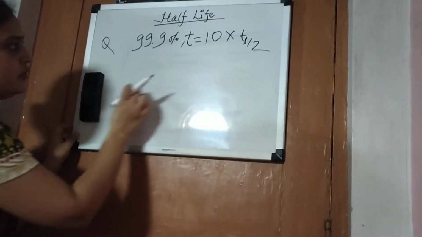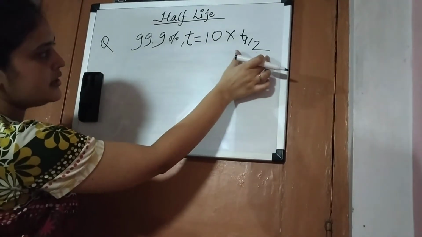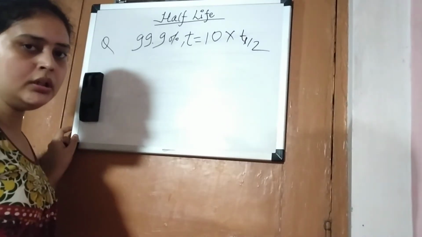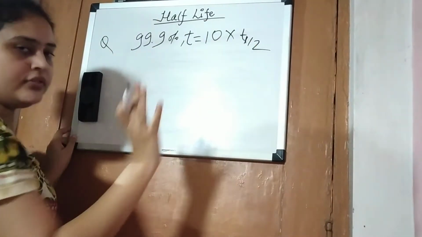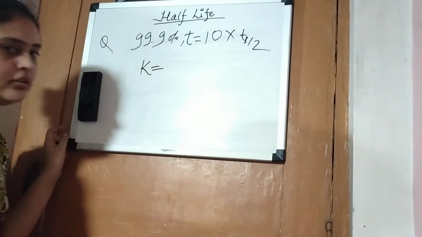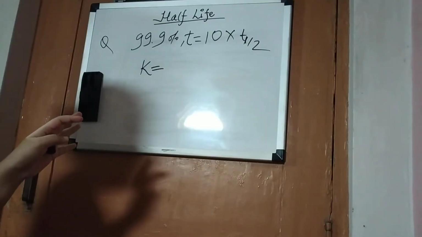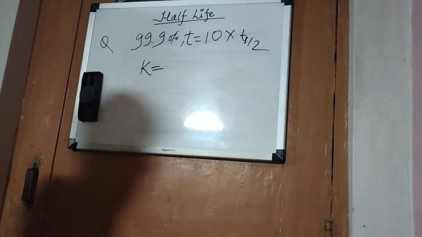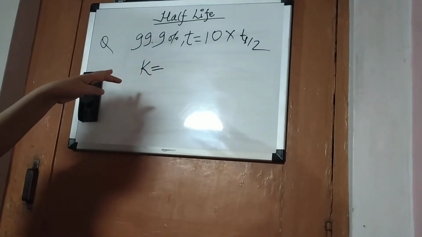So first you will find this time, you know, T half is 0.693 upon K. This is the case of first order reaction, right? So K for first order reaction, this is for zero order.